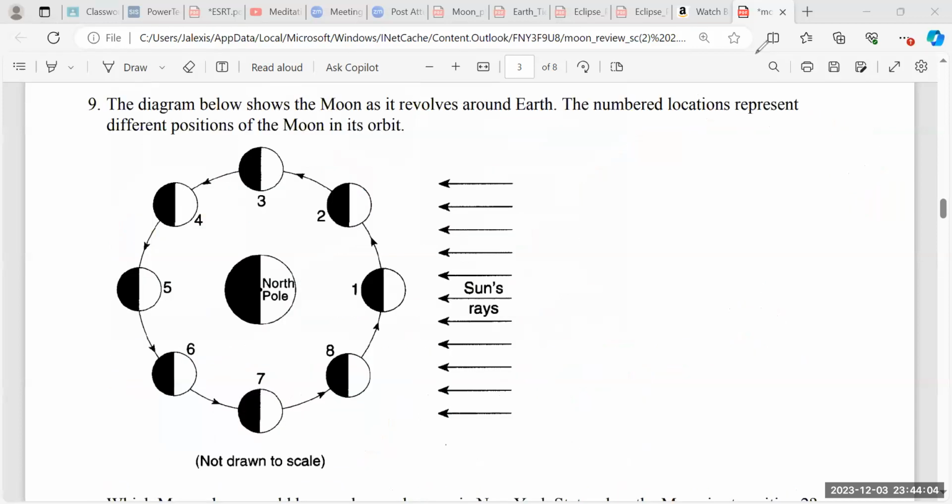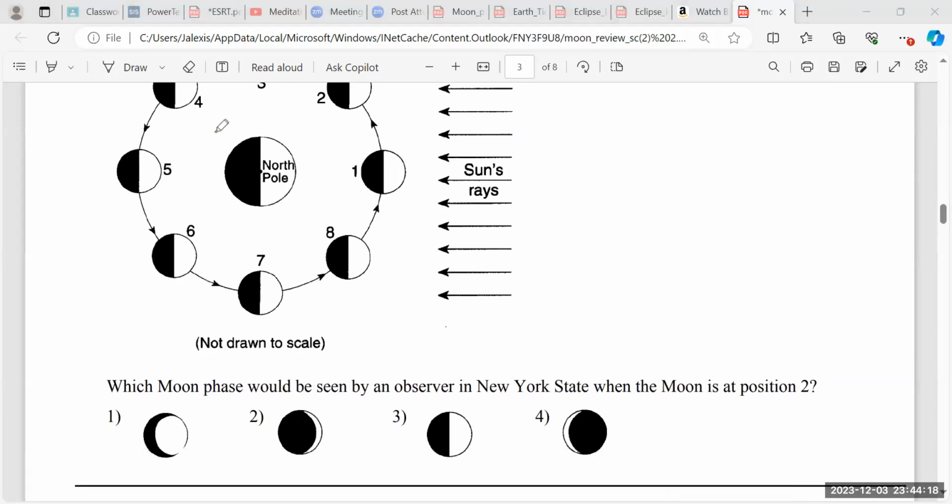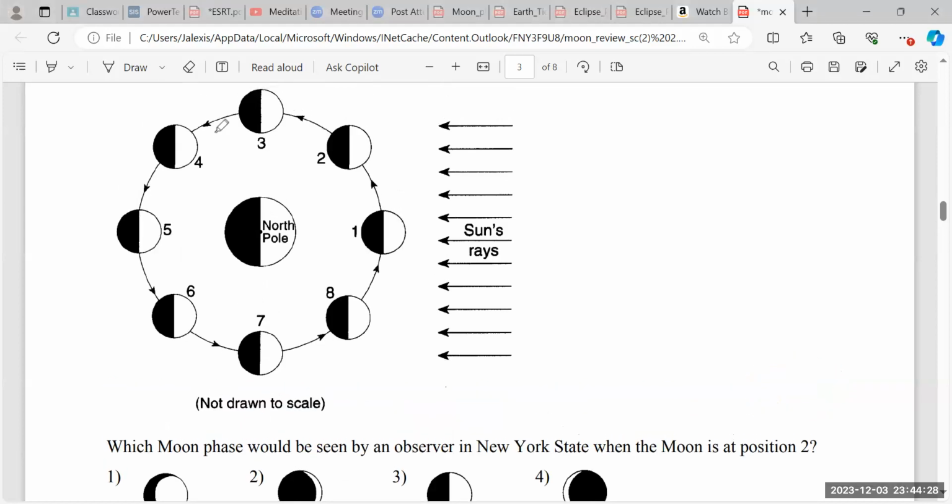All right, number 9 says the diagram below shows the moon as it revolves around Earth. The numbered locations represent different positions of the moon in its orbit. Let's take a look at what the question says. It says, which moon phase would be seen by an observer in New York State when the moon is at position 2? So we're just going to find where position 2 is.